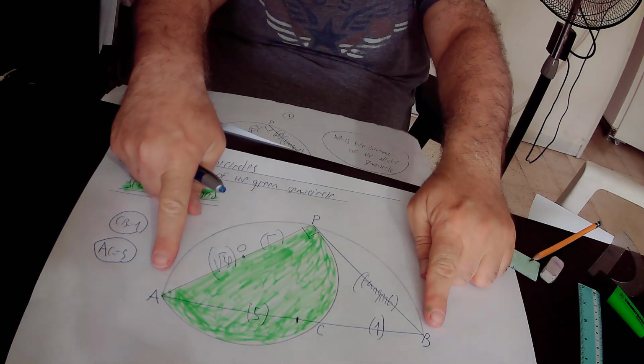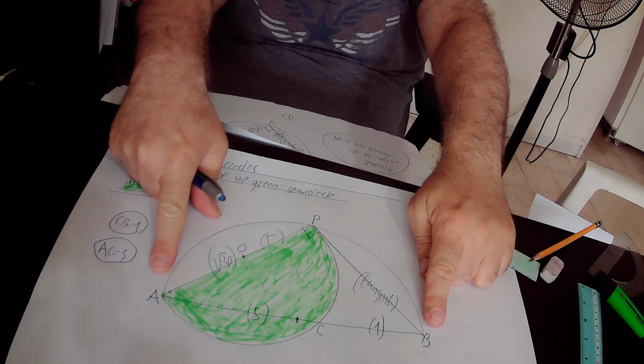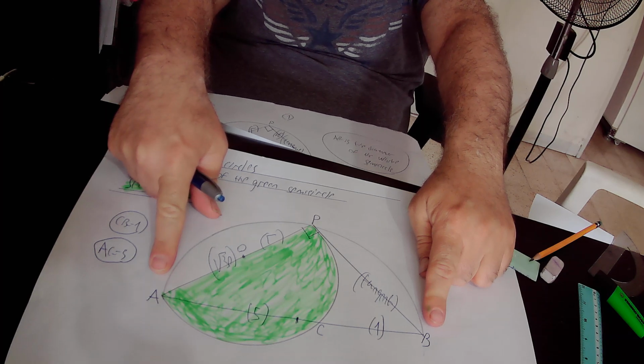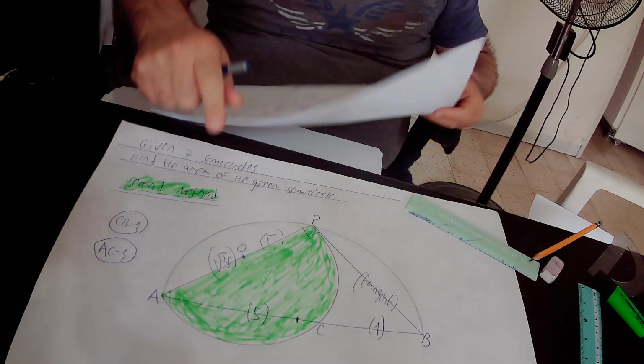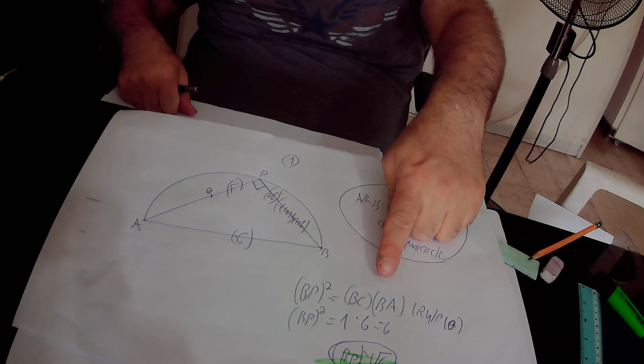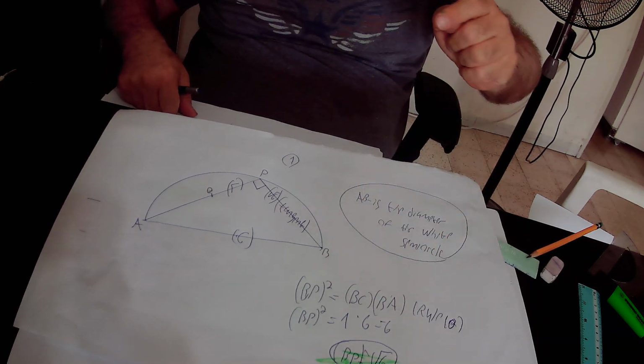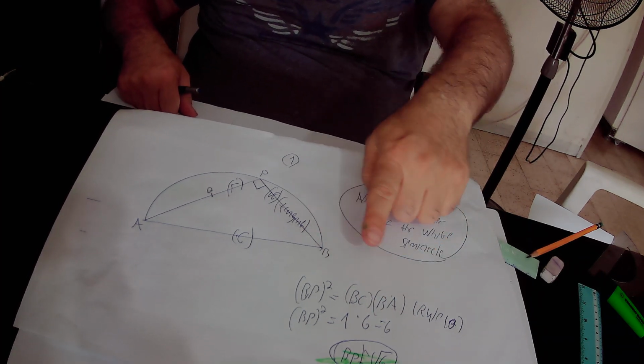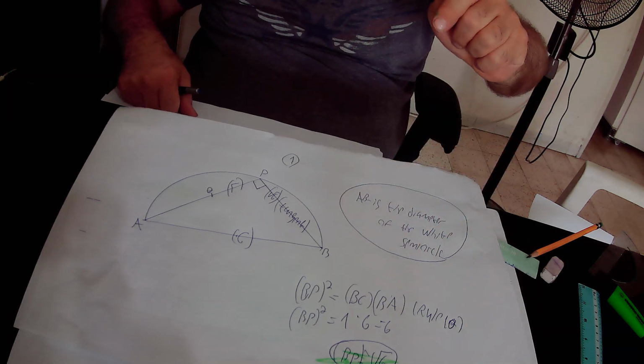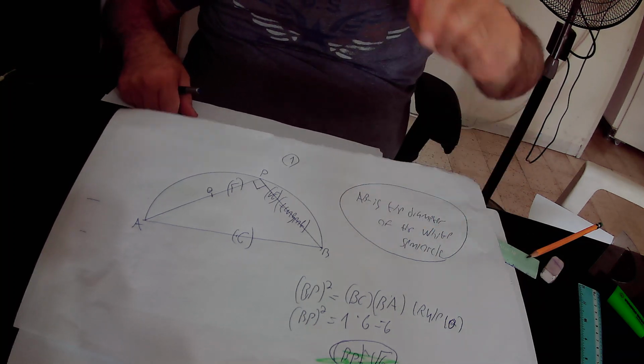And BA in total equals 5 plus 1, that is 6. So we substitute BA by 6 and BC by 1. So in total BP square equals 1 times 6, that is 6. BP square equals 6.